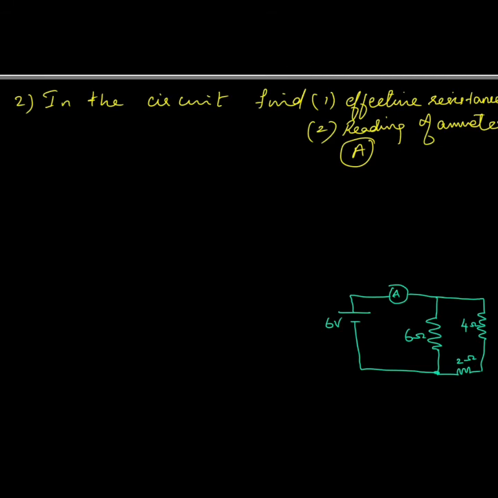Next question is in the given circuit. So the circuit is given here. You have to find the effective resistance. Effective resistance means total resistance, and you need to find the reading of the ammeter. The ammeter is shown here as A, and ammeter reading means you have to find the current passing through the circuit. Okay, so this is the circuit given.